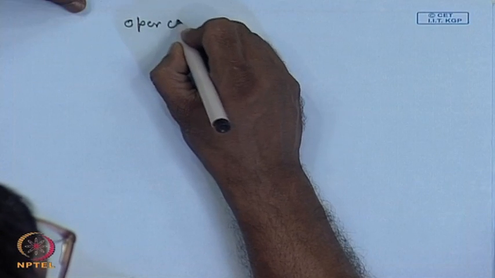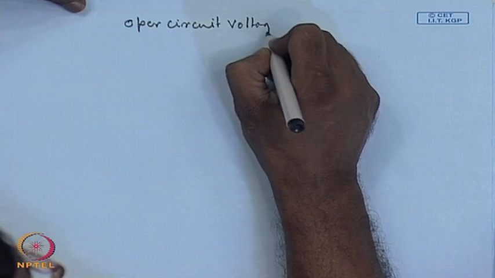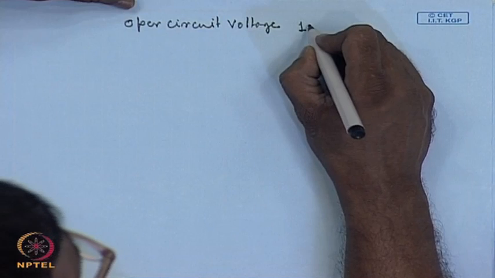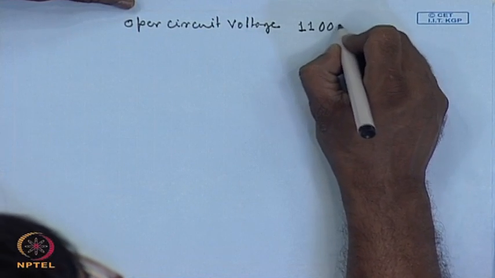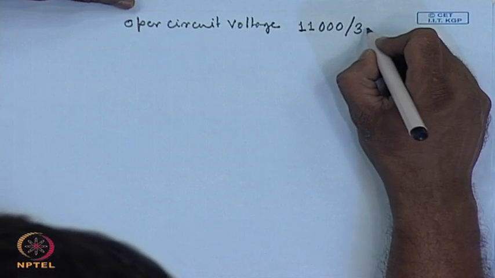Now, let us look at a problem. Let us say there are two single phase transformers with voltage rating, open circuit voltage, both of them, that is they have identical no load voltage 11,000 volts by 3.3 kV.